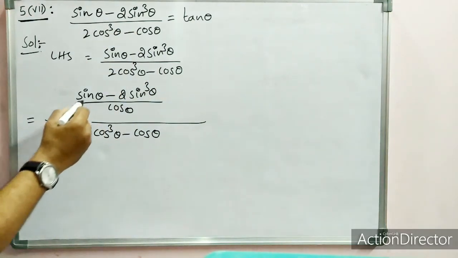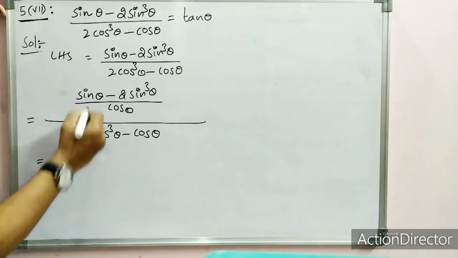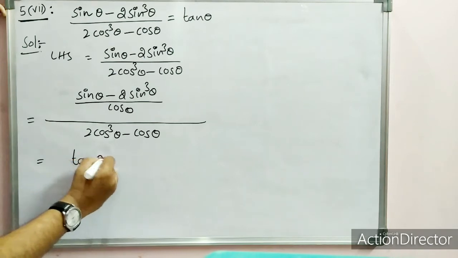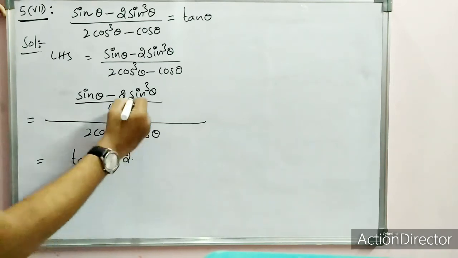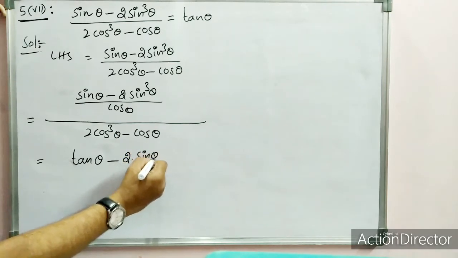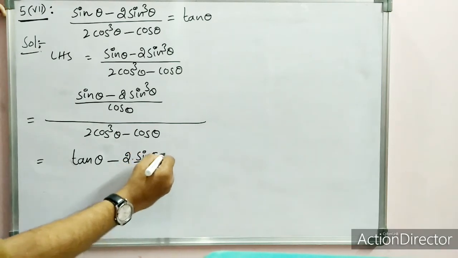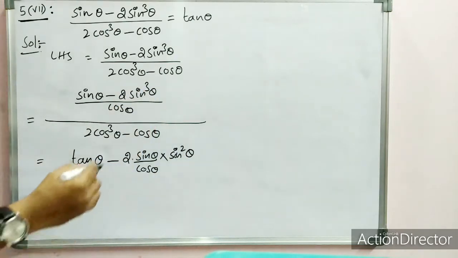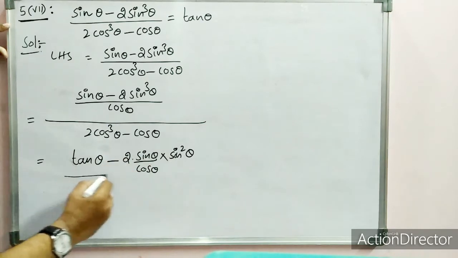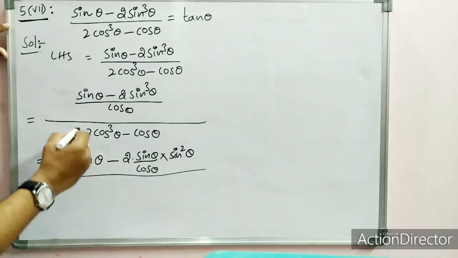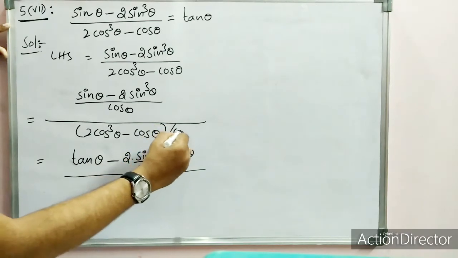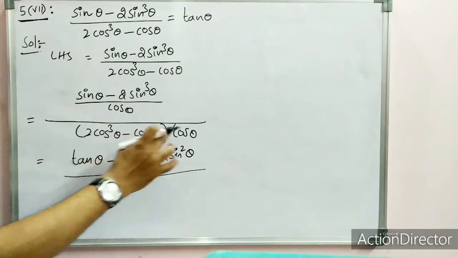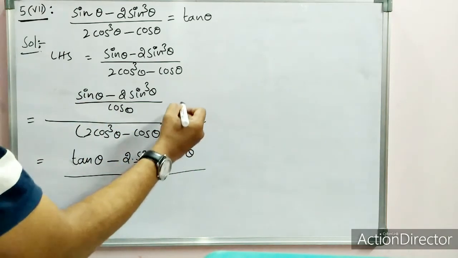Now you see here, sin by cos I can write as tan theta minus 2. This I can write as sine theta by cos theta into sine square theta. You see, sine cube we have, so I am writing sine theta into sine square theta. Take one more step for that. And here the denominator, again I am dividing by cos theta. So the note is here, divide numerator and denominator by cos theta.